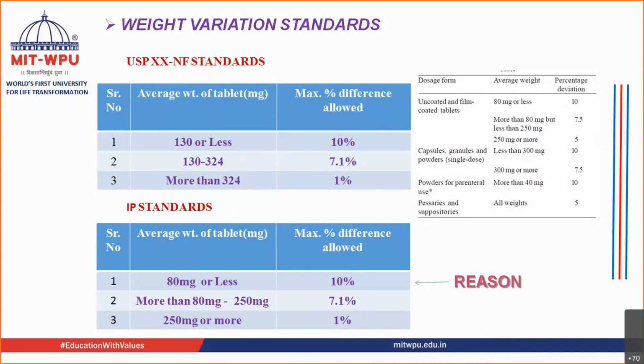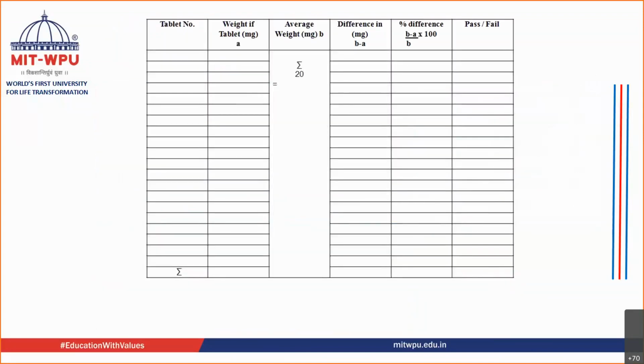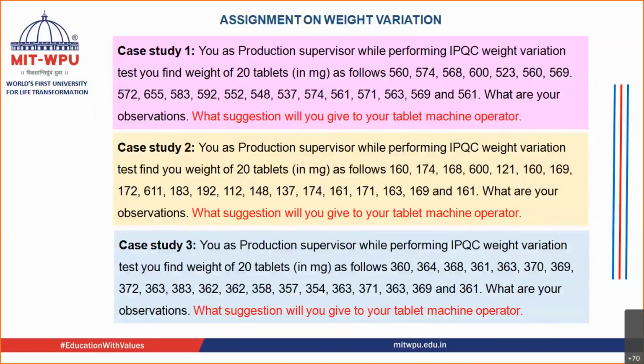In case of USP, the standards are 130 milligram or less, 10%; 130 to 324 milligram, 7.5%; and more than 325 milligram, 5%. So these are the deviations that have been allowed. I told you how you have to prepare the chart in your practical. This is the table that you have to prepare in your practical. I have given you an assignment on weight variation, which you have to solve and submit by tomorrow 8 a.m.